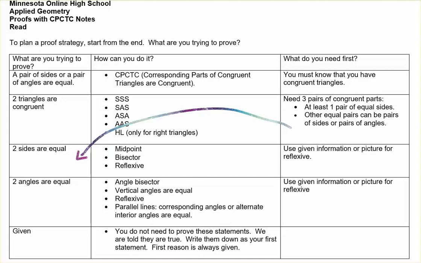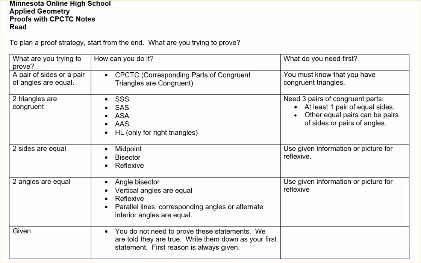Let's look at ways that we can prove that 2 sides are equal. This is where it's very helpful to remember your past geometry definitions. There are many ways that we know sides are equal. Some of the words we'll be looking for might be midpoint, bisector, or we might be looking for a reflexive side. That's in both triangles. If you don't remember these vocab words, take some time to go into the glossary or your textbook and review them.